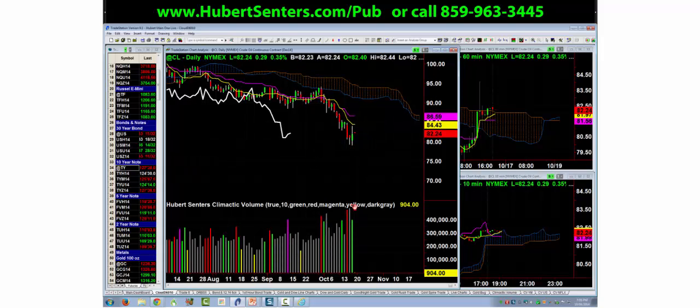On this example here, crude oil, it's got a bullish bounce. Probably going to bounce a little bit to 84.43 at 86.59 and then roll back over. Okay, that looks good to the downside.